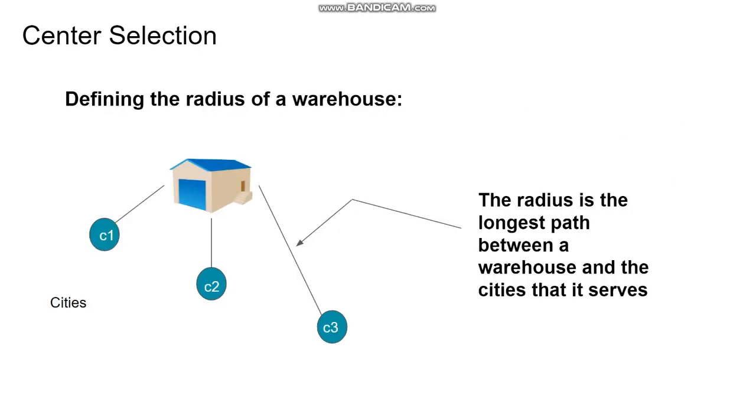So now we want to find what it means to be the radius to a warehouse. Let's say we have these three cities and there was a city here where the warehouse is currently located. If we were to connect the cities to that warehouse, the longest line is the radius between the warehouse and the city that it serves. So in this case, it would be this line here denoted by the arrow.